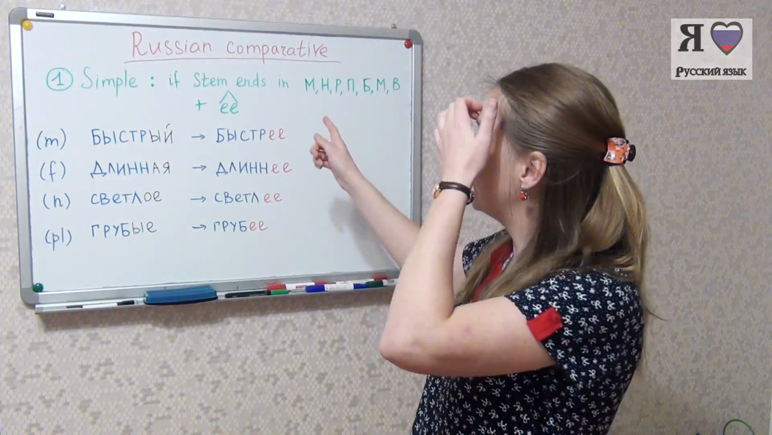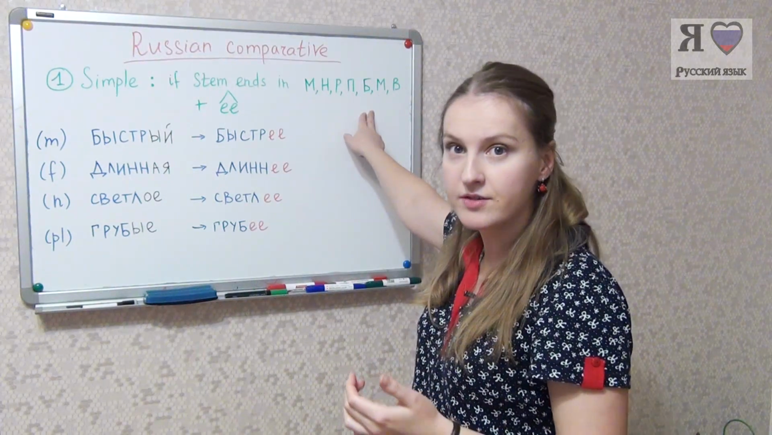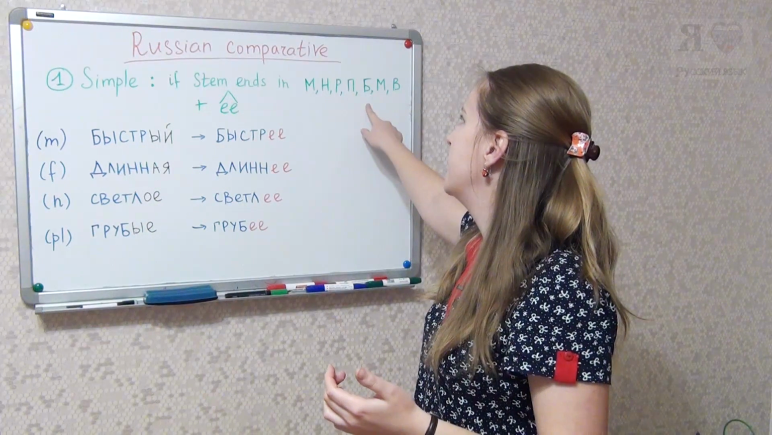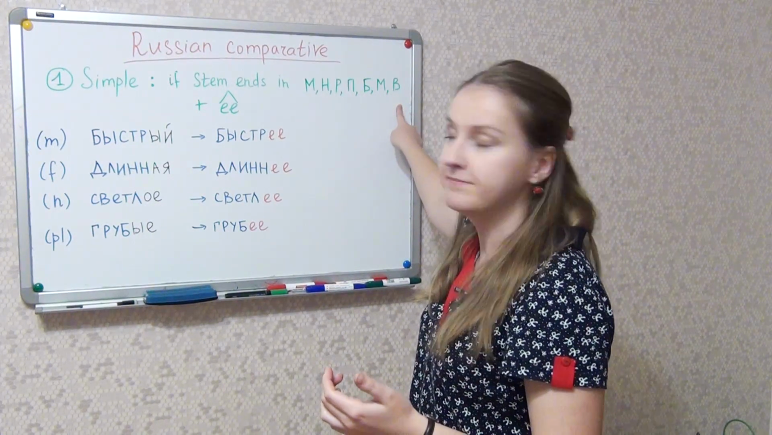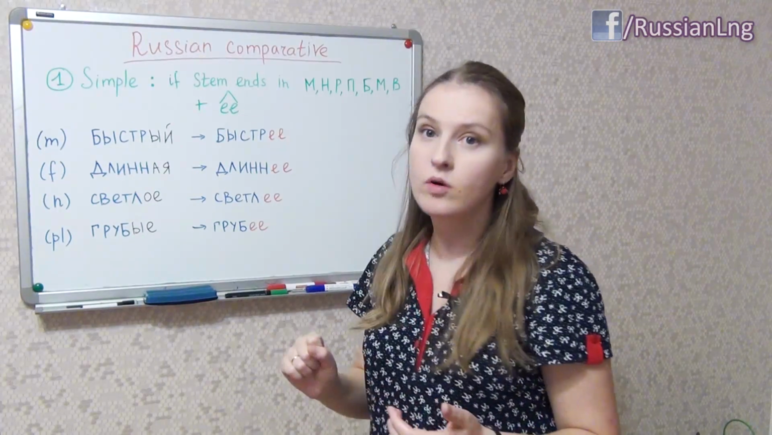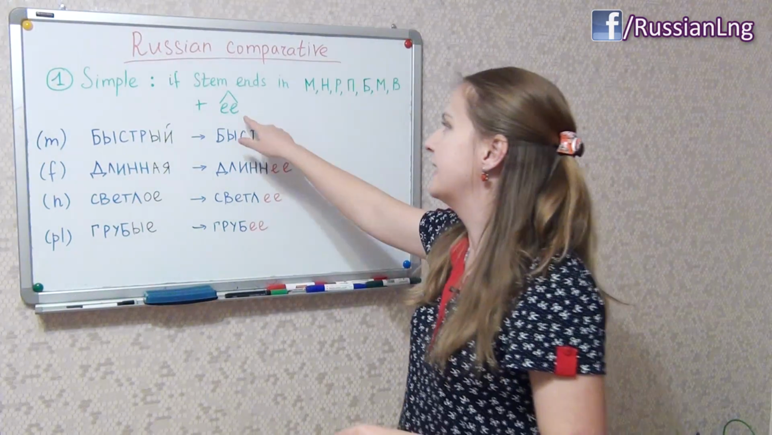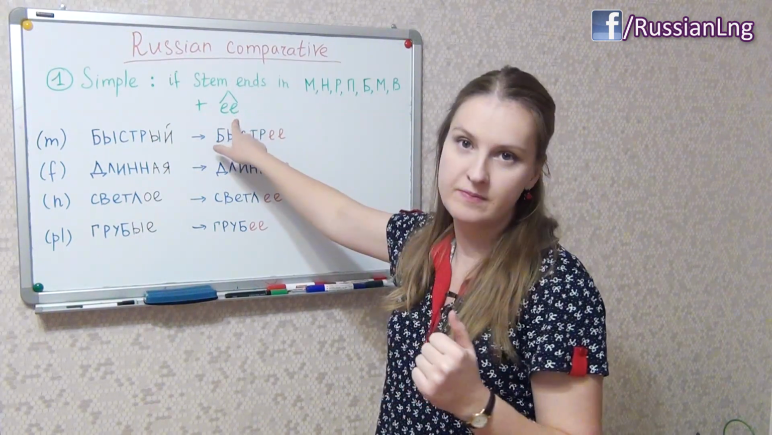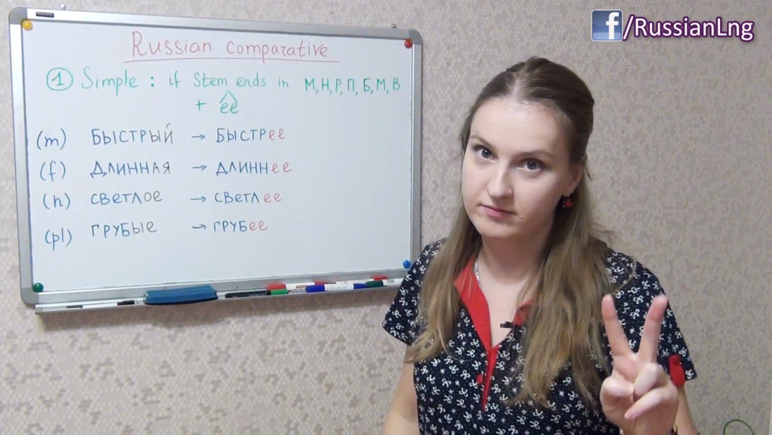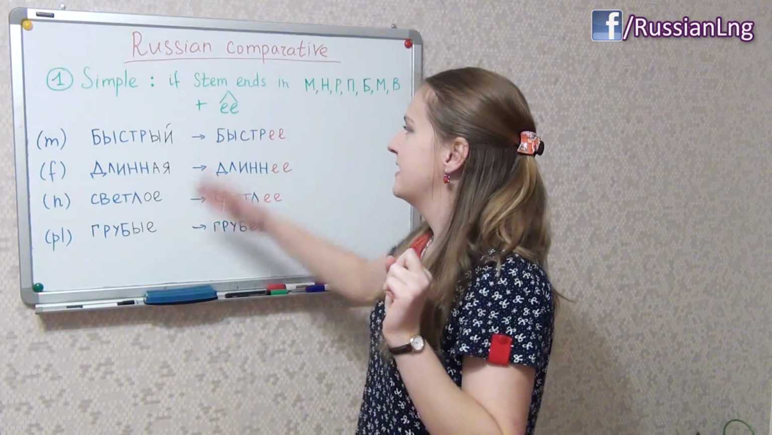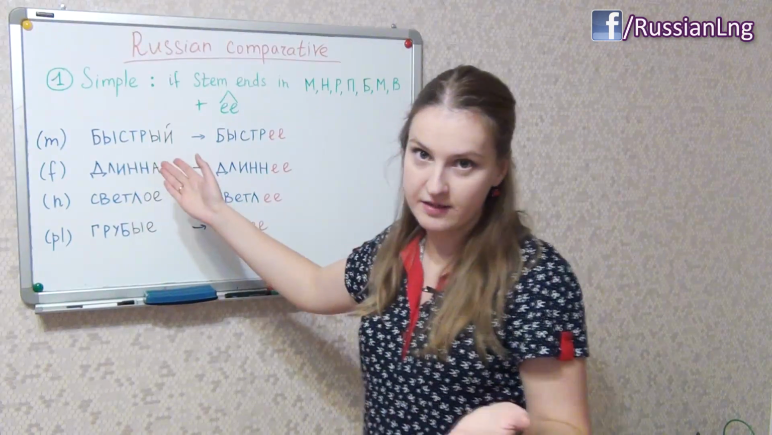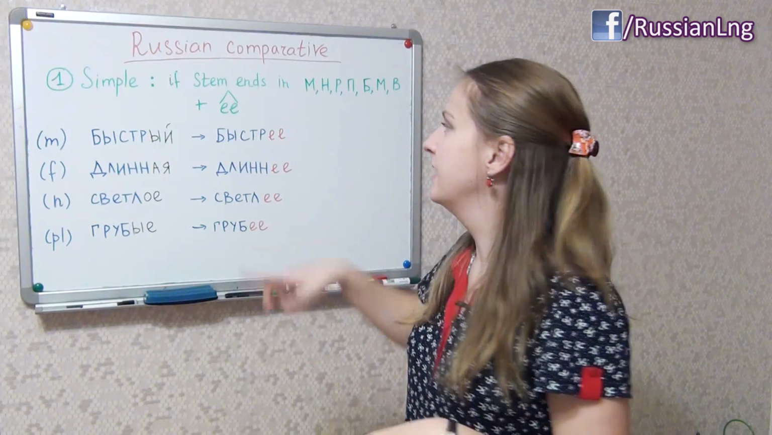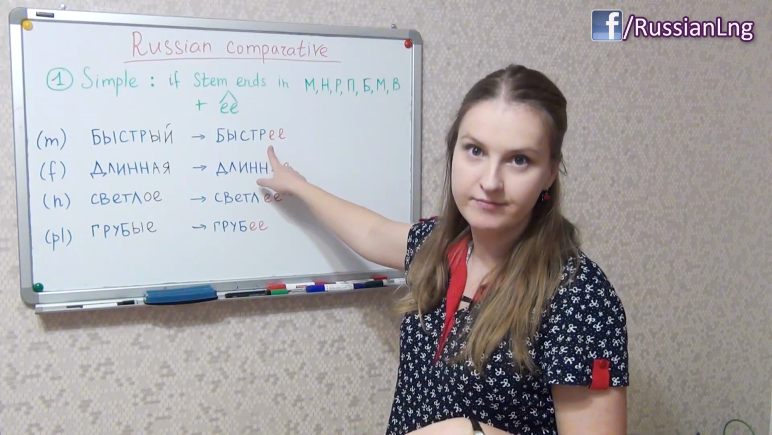If the stem ends in these letters: м, н, р, п, б, в, then we add the suffix «е». Then we add the suffix «е», double «е». So we take an adjective in its initial form, drop the ending, and put the suffix «е».